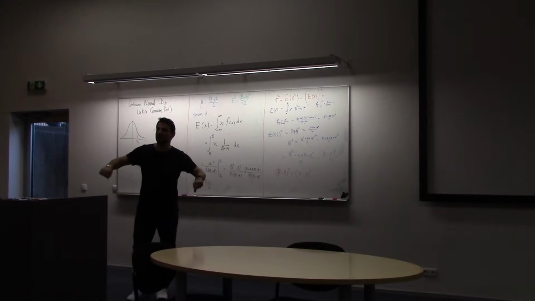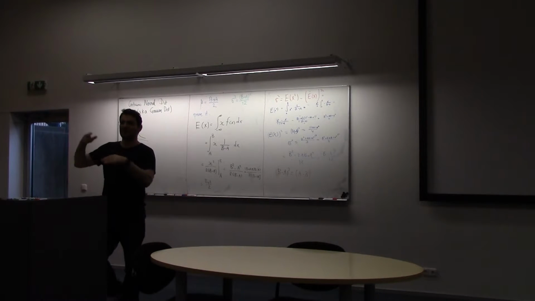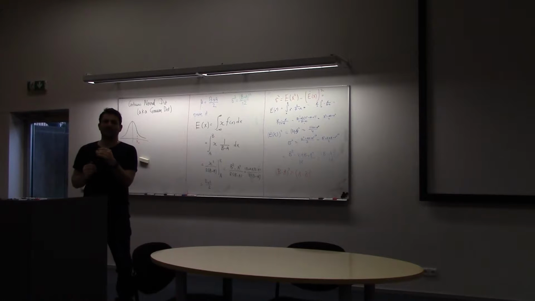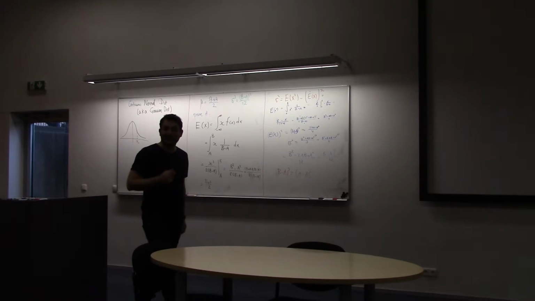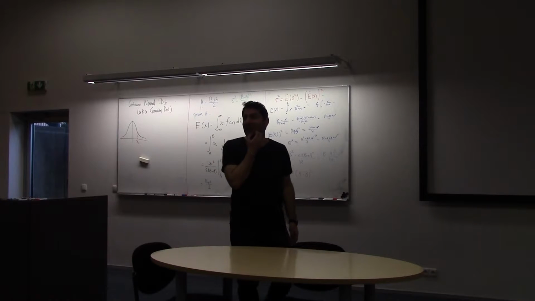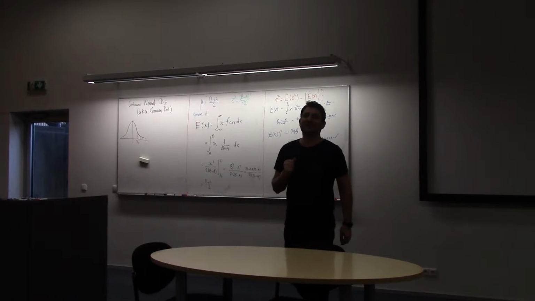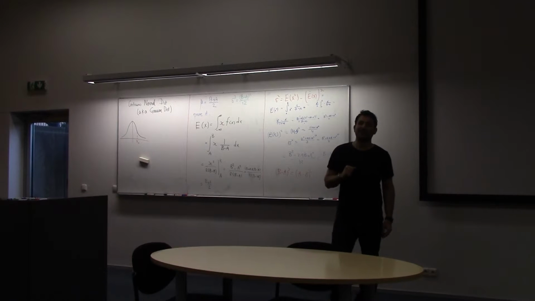So it doesn't change its nature. It changes the magnitude, the values maybe, but it is still Gaussian. Another important thing, which is very useful in communication, is a theorem which is called the central limit theorem.